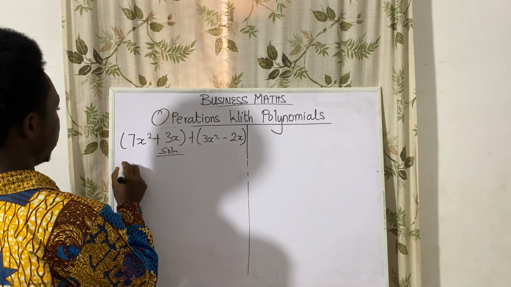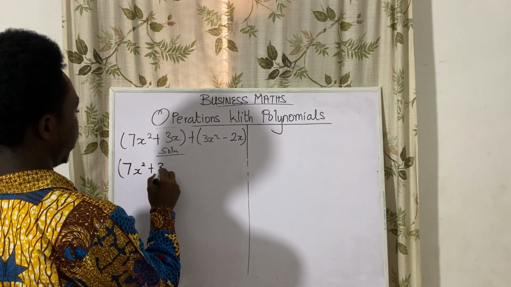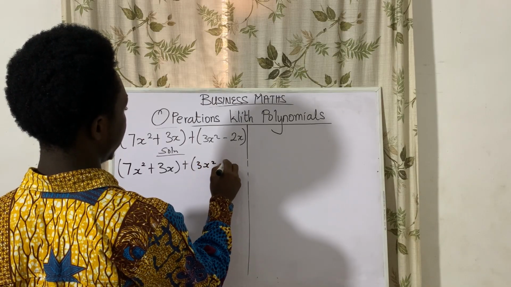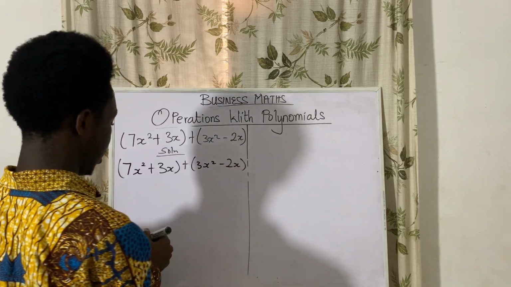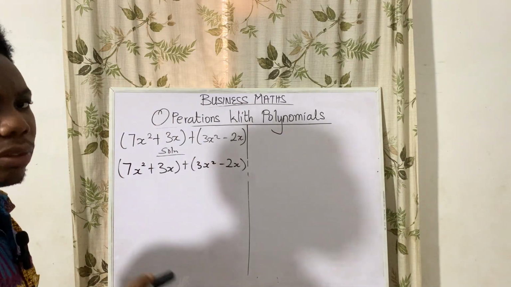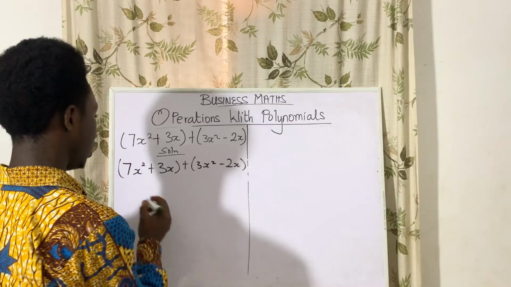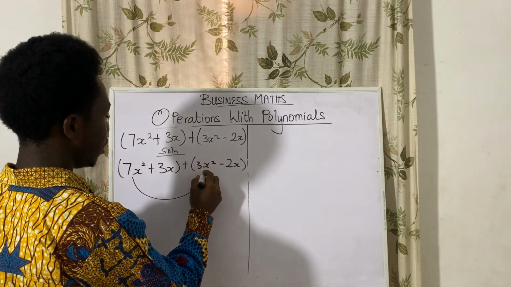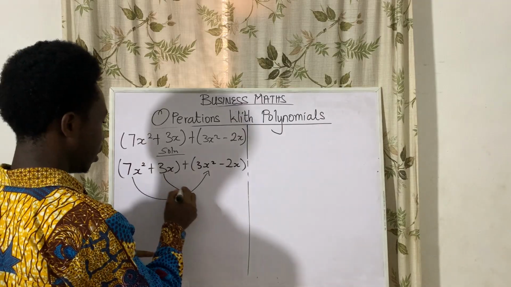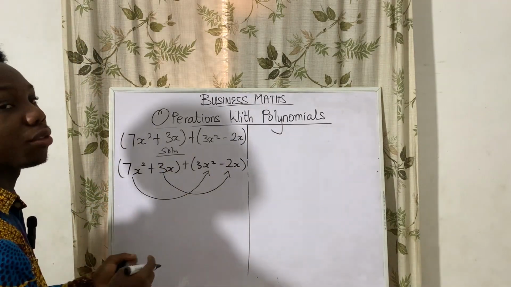So let's write (7x squared plus 3x) in brackets plus (3x squared minus 2x). This is simple. So right now, let's look at something. First of all, you have to check whether they are like terms. So 7x squared looks like this, then this also looks like this. So it means they are like terms. So we have to group them.